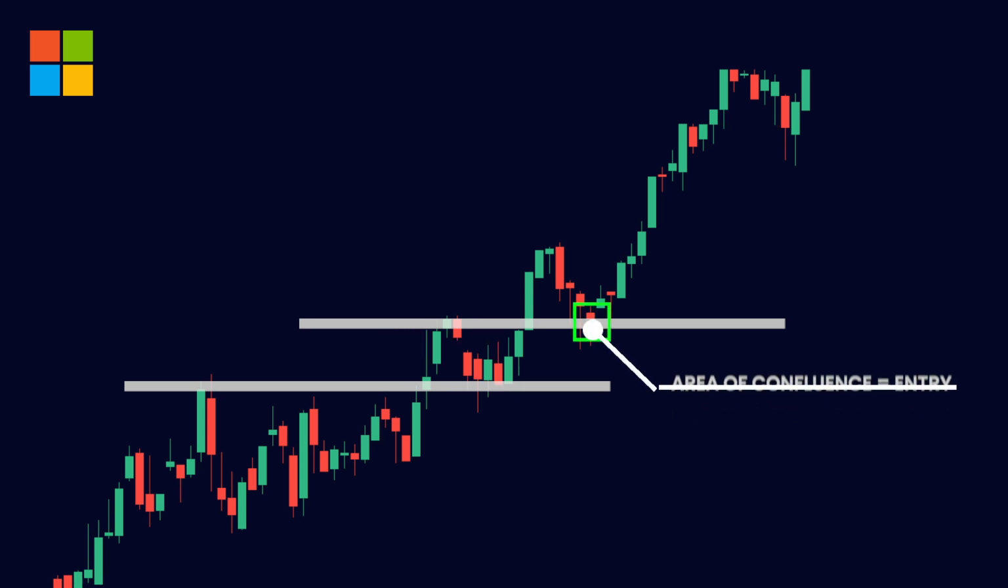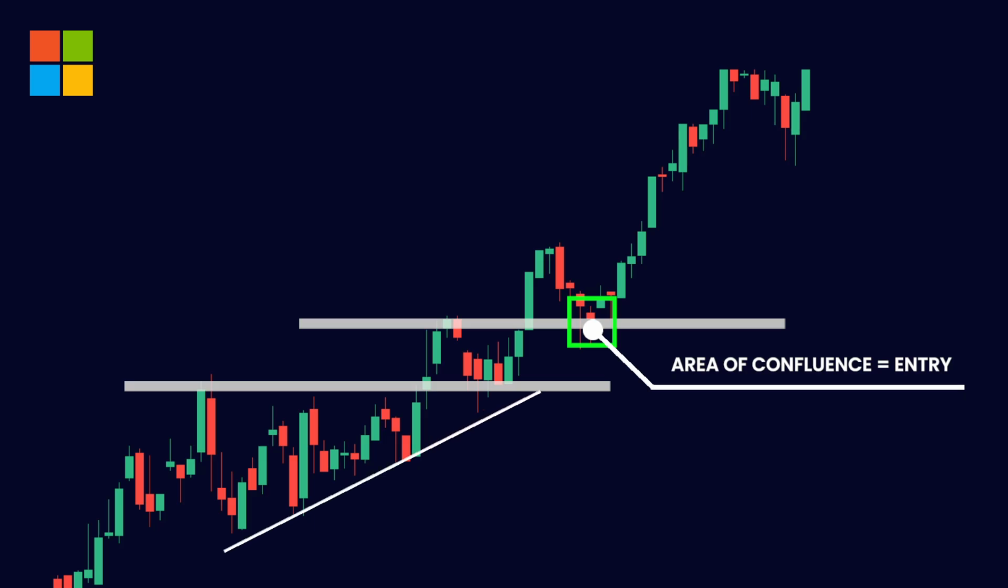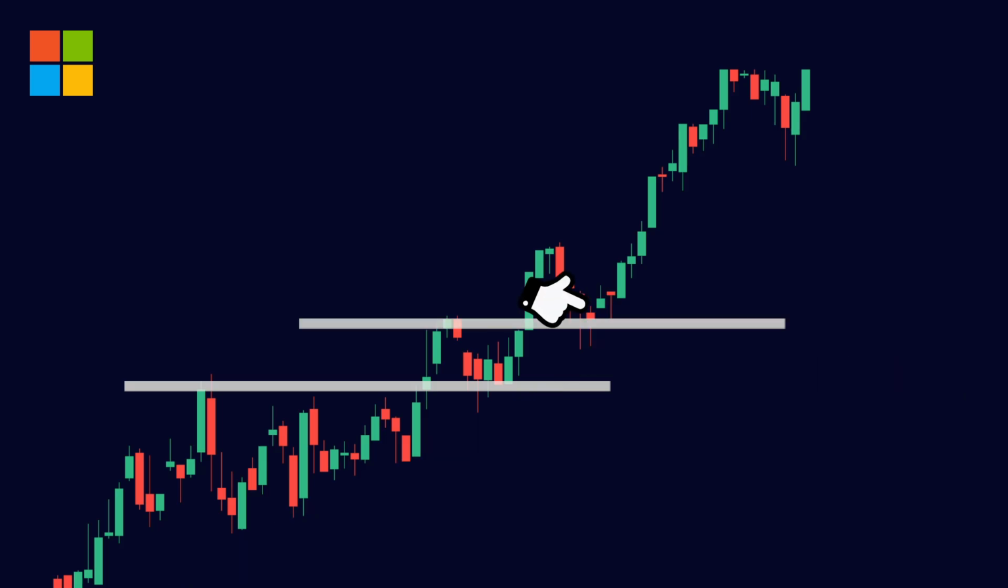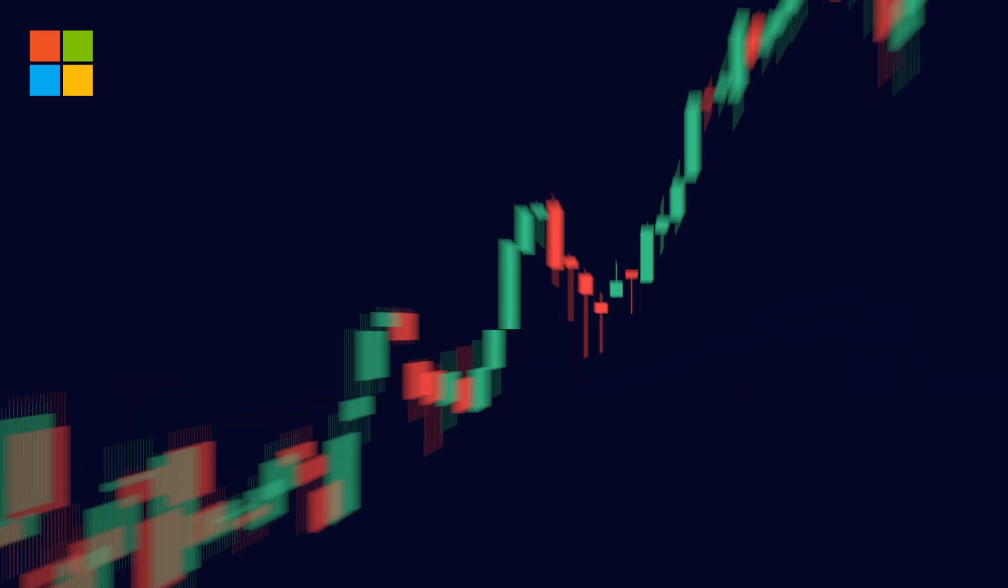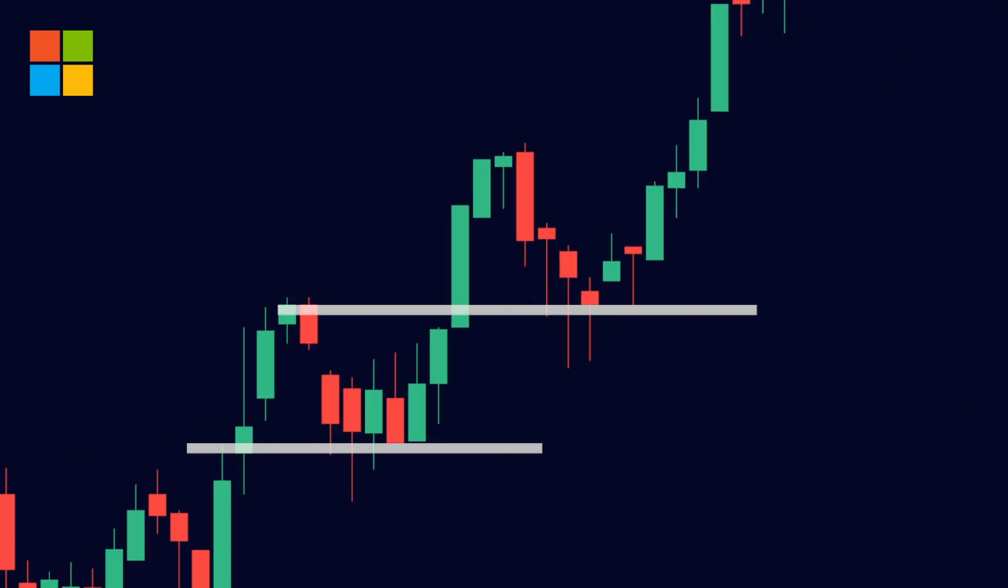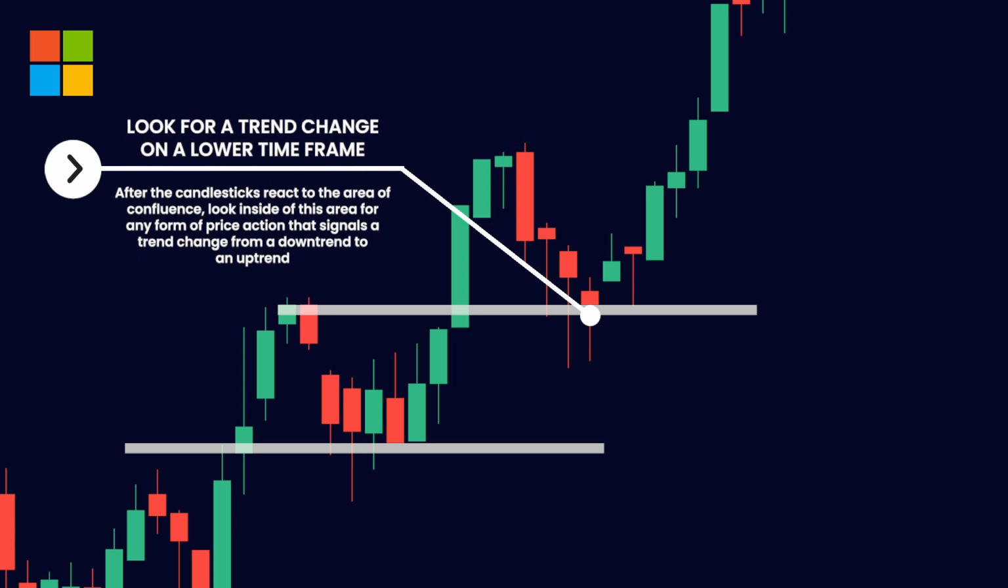Plus, you've got an area of confluence where the trend line, newly formed support, moving average, and Fibonacci level all crossed. As price pulls back into this zone, several long wick candles appear, reacting to that area of confluence. When you see those candles, it's time to dig deeper and examine the price action within that zone. You're looking for signs that the short-term downtrend is about to reverse into an uptrend.